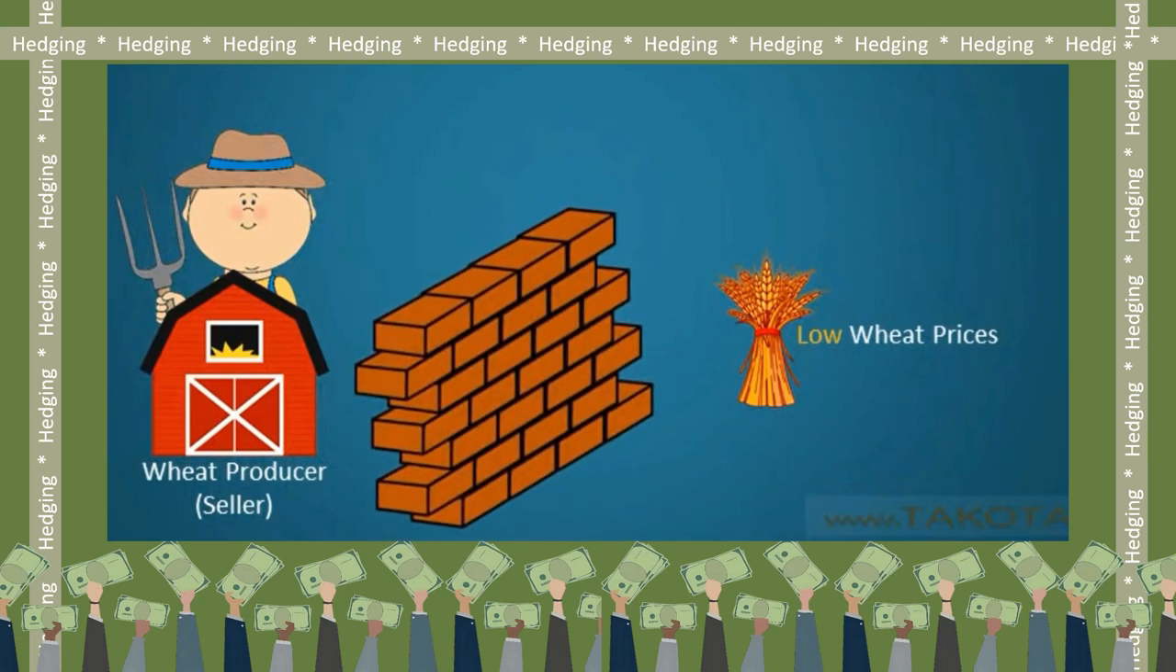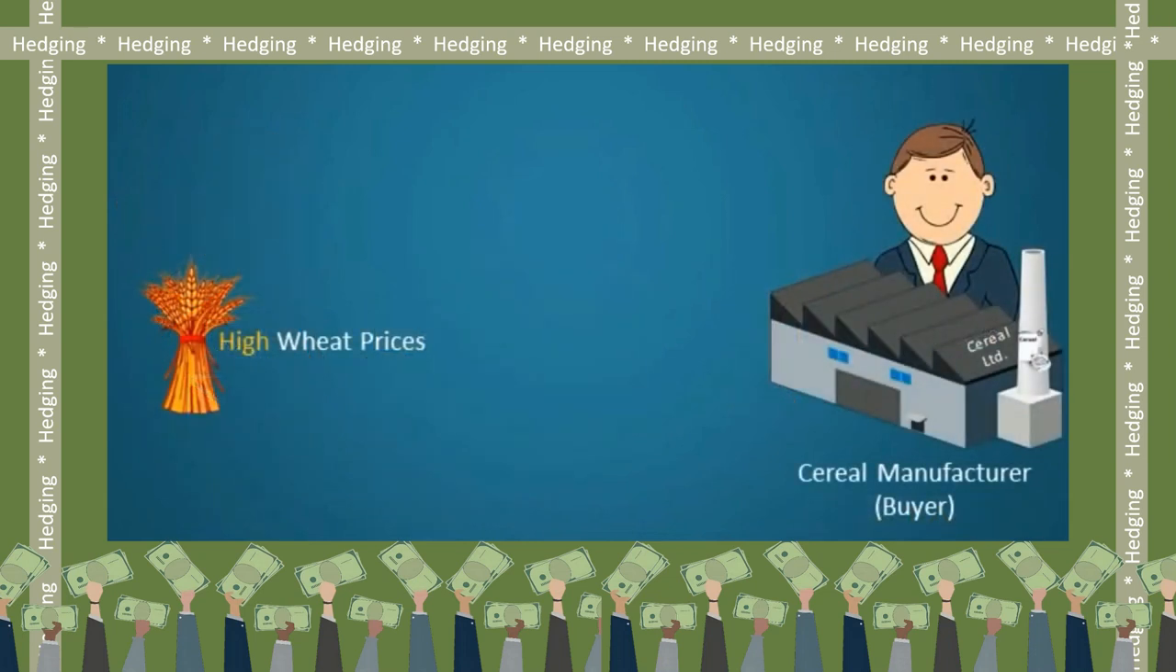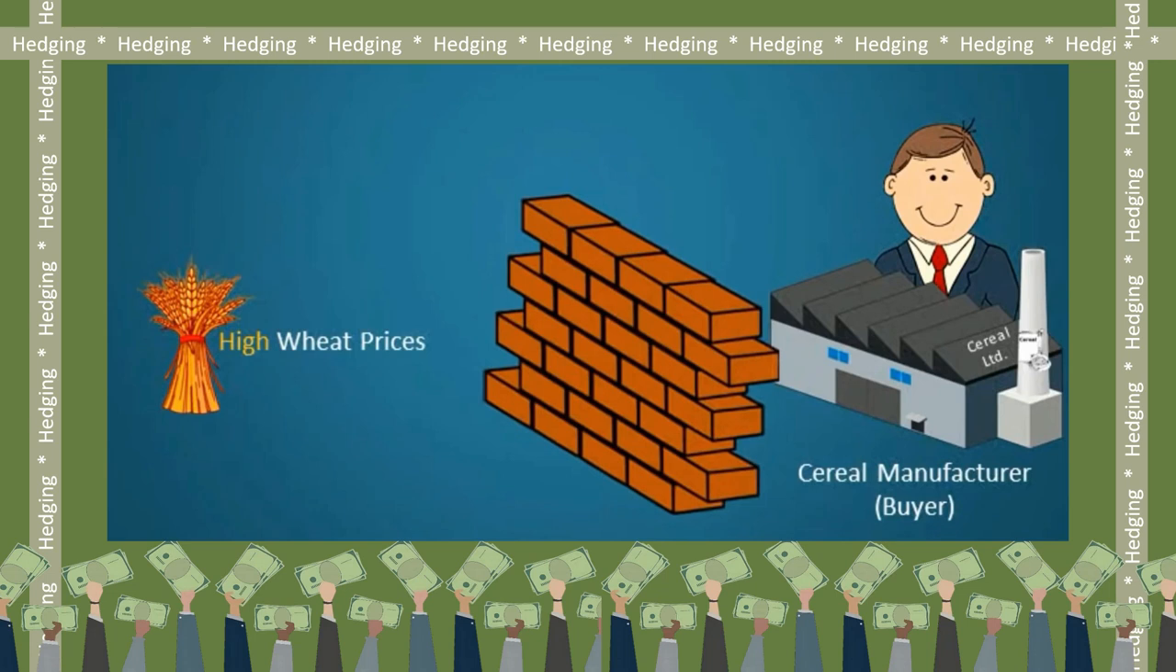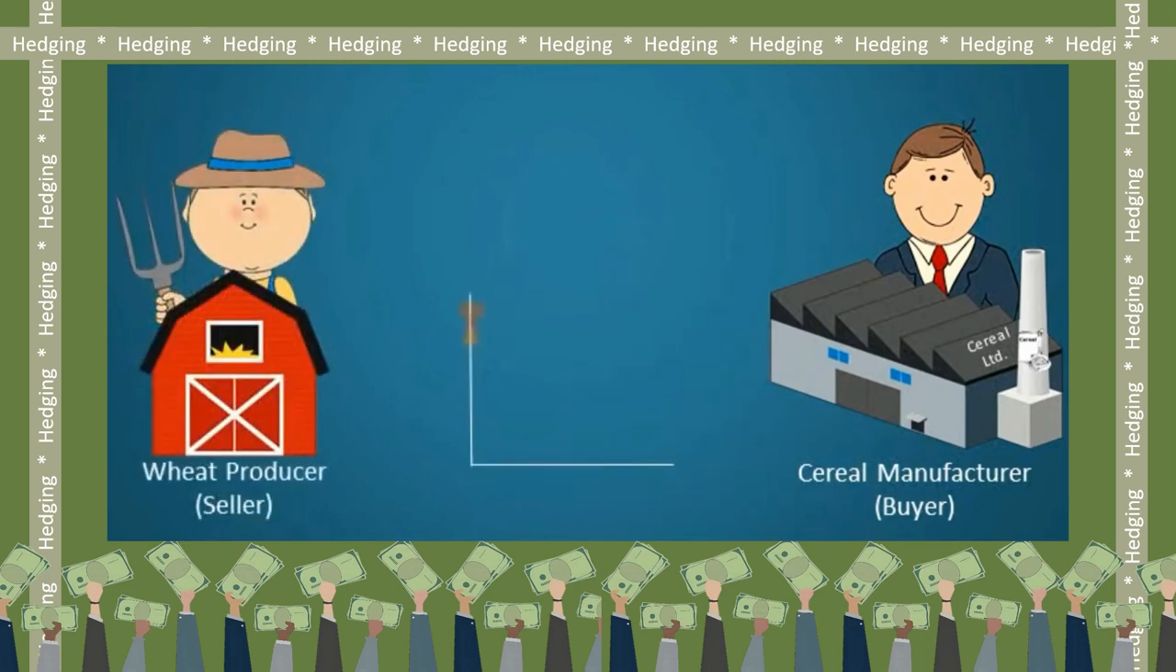On the other hand, the manufacturer is seeking to protect him or herself from an expected increase in the price of wheat. If the price of wheat falls, the cereal manufacturer or buyer will wish that they hadn't signed the contract because they'd be buying wheat for cheaper had they not signed it. Conversely, if the price of wheat rises, the producer or seller will wish that they hadn't signed the contract because they could sell wheat for more money had they not agreed to the contract terms.